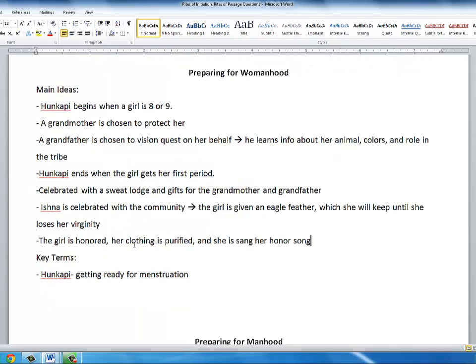I realize there's a lot more detail in the actual article, but remembering that a summary or an outline is supposed to be a brief version. I am also going to include in key terms Ishna. Ishna. And this is the celebration preparing for marriage and childbirth.